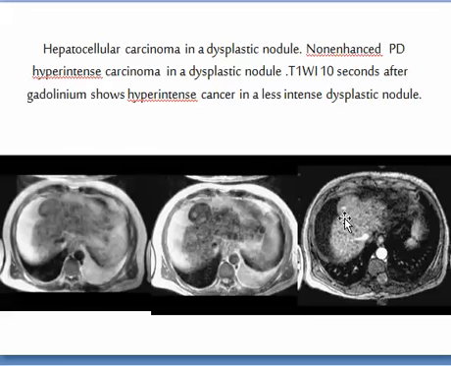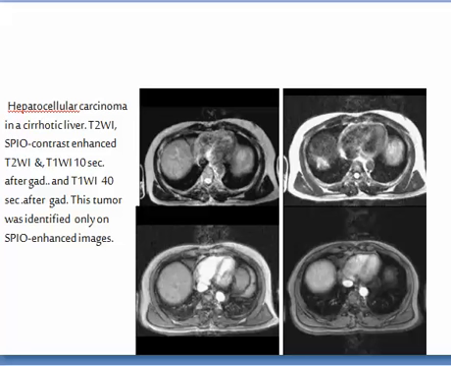So hepatocellular carcinoma usually presents contrast enhancement similar in pattern to that occurring in CT, especially in the arterial phase, early enhancement. This is hepatocellular carcinoma in a cirrhotic liver. This is a T2 weighted image with superparamagnetic iron oxide contrast.